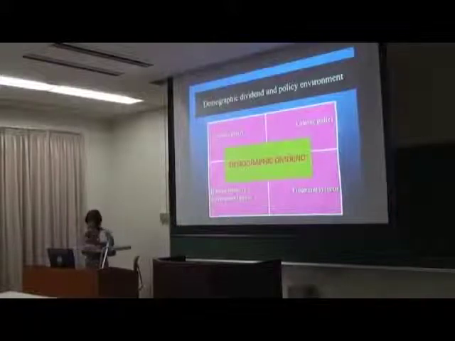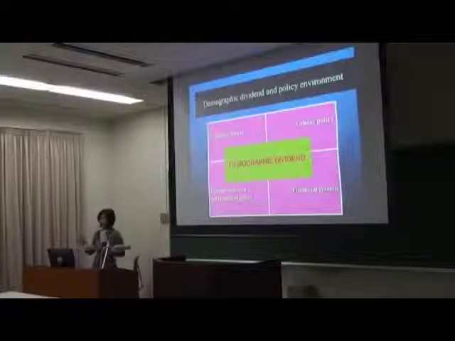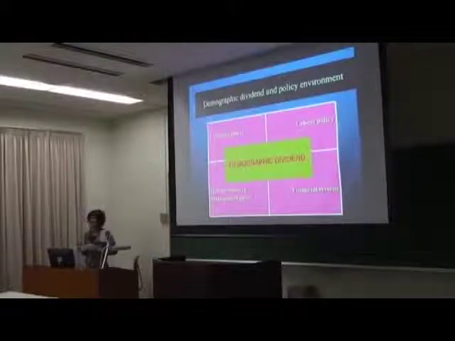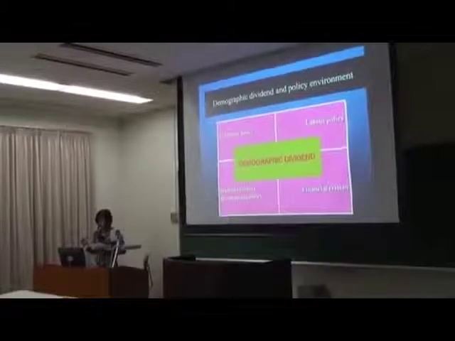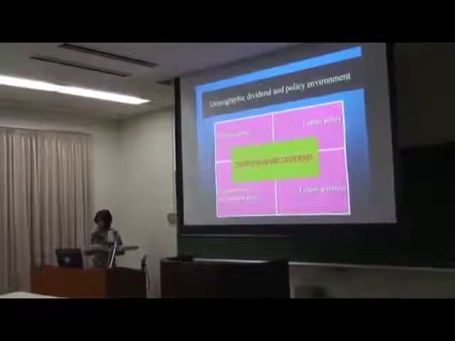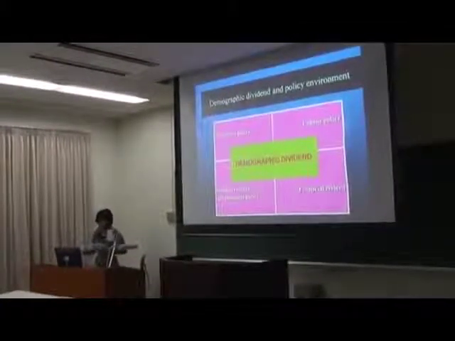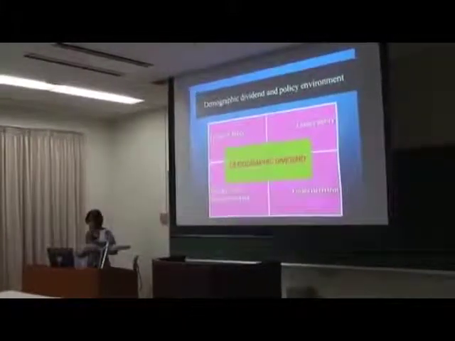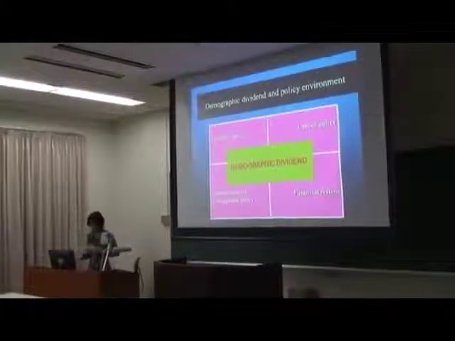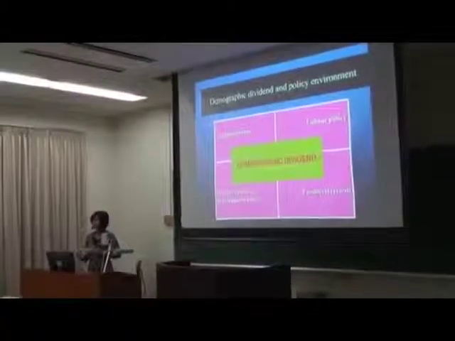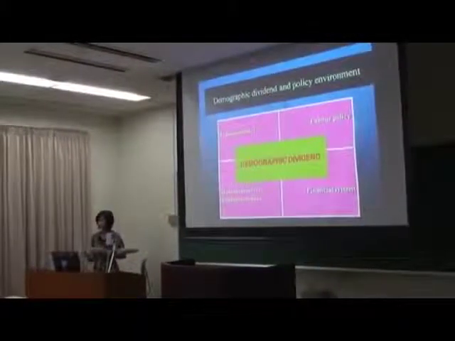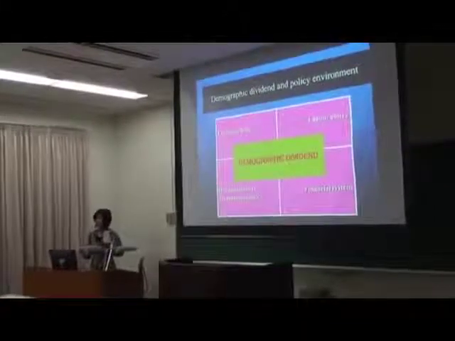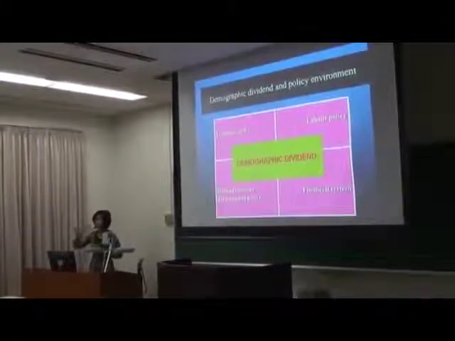When we talk about policy intervention, there are 4 core policies that would contribute to the demographic dividend. First, economic policy. Second, labor policy. Then human resource development policy, and the financial system. These are the 4 core policies. None of them is more important than another, but the 4 of them should contribute to one another.